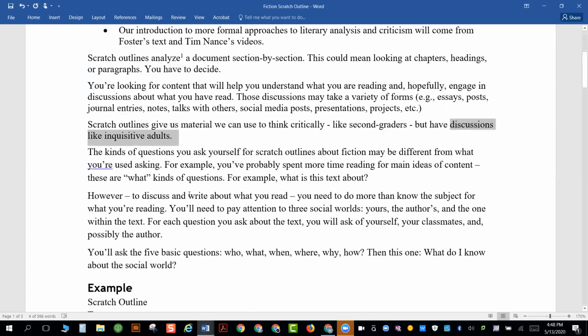The kinds of questions you ask yourself on a Scratch Outline about fiction might be different from what you're used to. You are going to go beyond just summarizing what the text is about or its meaning. You are going to go beyond just the what is this about. You're going to go to how and why and look at the text as a part of our larger social world, because fiction is stories about people and people live in the world. So we're going to look at how these texts tell us about different sorts of human behavior or interaction.